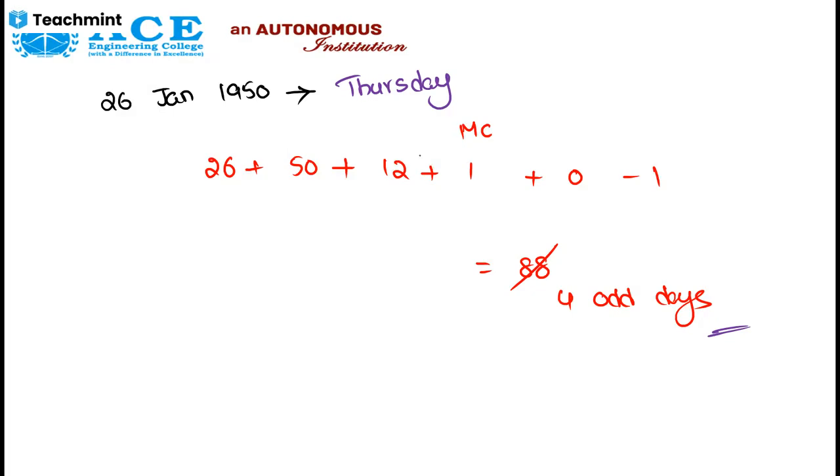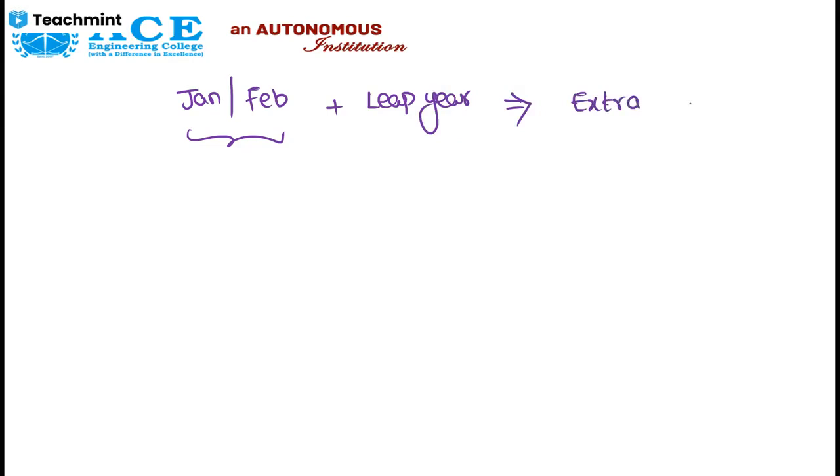Excellent. Now let us see one more small update in this scenario, one very important update. Given month is January and February, and it's a leap year, both combined. Then, in the procedure you did already, we have to do an extra -1.